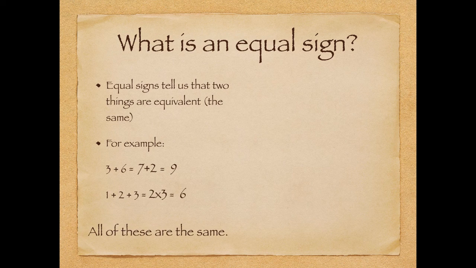Here's another example. All of these are the same. 1 plus 2 plus 3 is the exact same as 2 times 3, which is the same as 6. The equal sign is telling us that all of these are the same or equivalent.